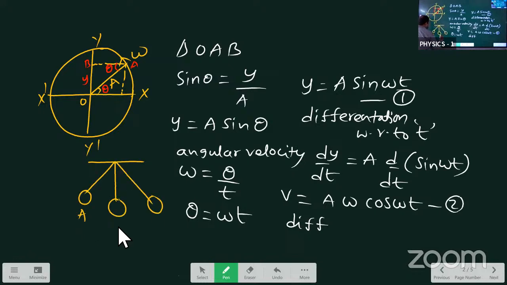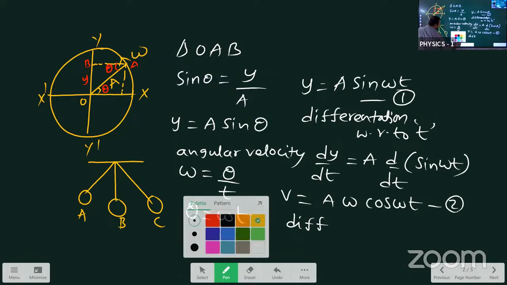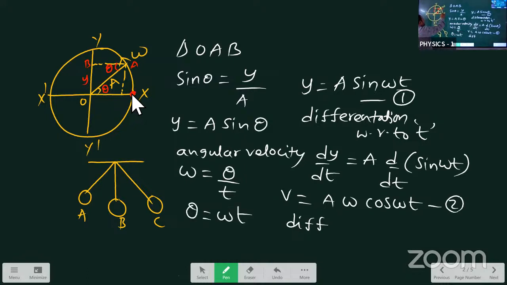A, B, C. Now see here. First, the particle at point X goes from X to O, here A to B, X to O over, A to B over. Again O to X dash, again B to C, again coming back, again going towards the initial position. This is called SHM.